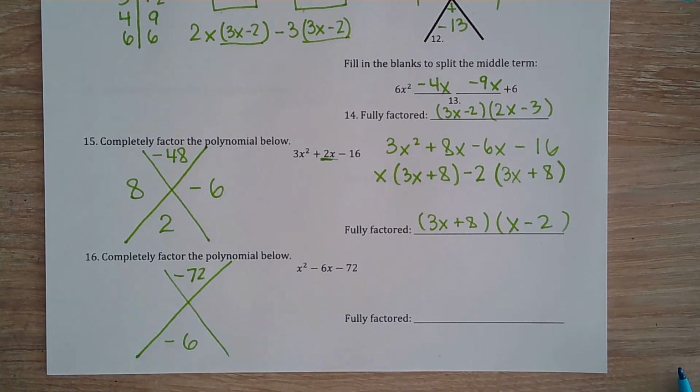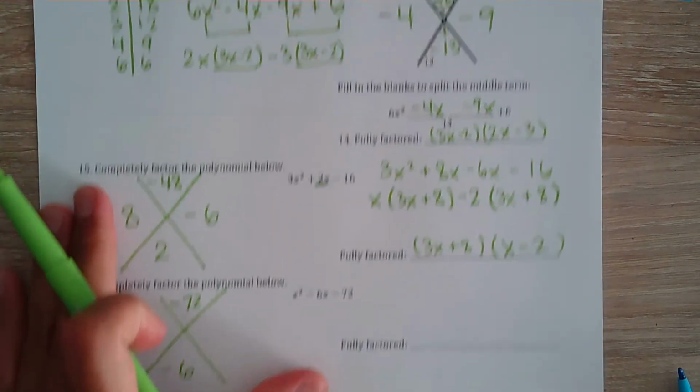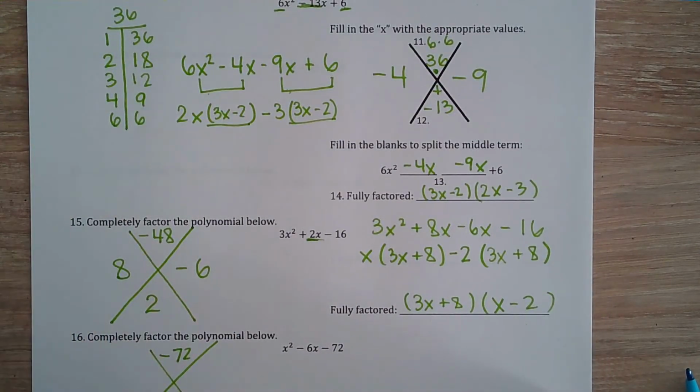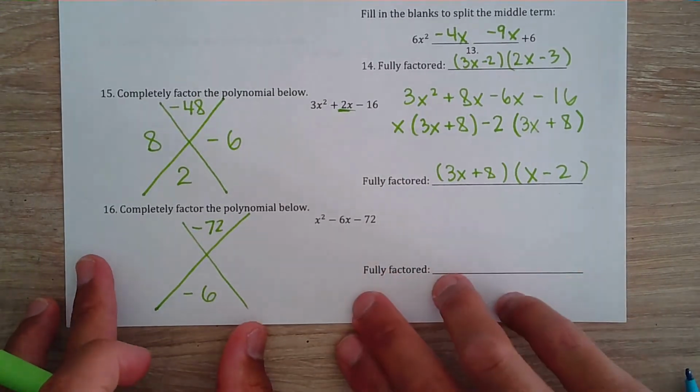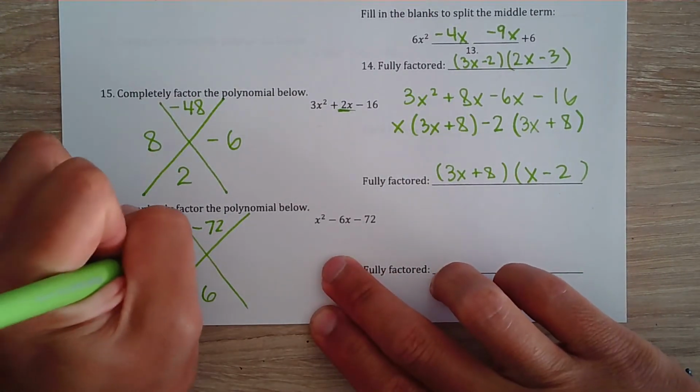All right. So if I did maybe this process that I went through up here, I would be able to realize that my two numbers would be, let's see, 12 and 6.